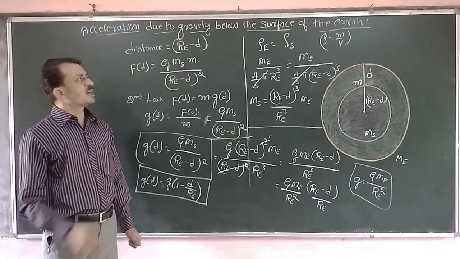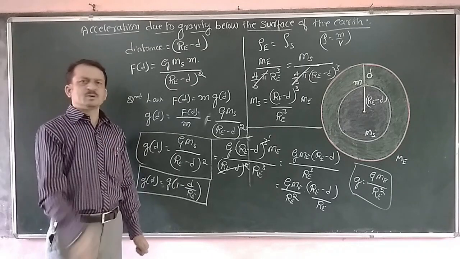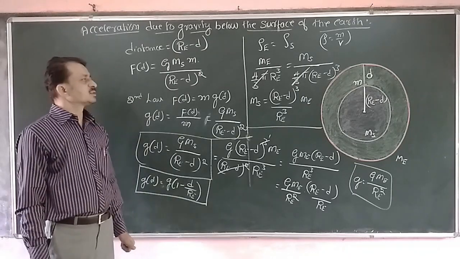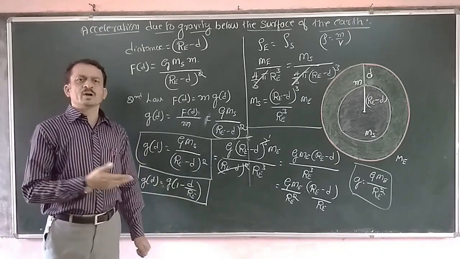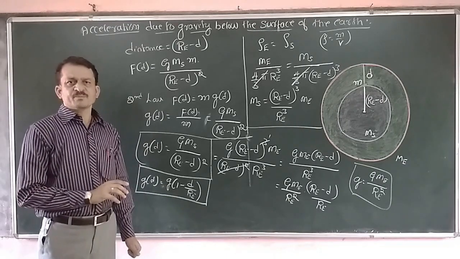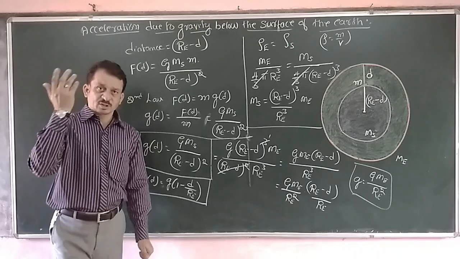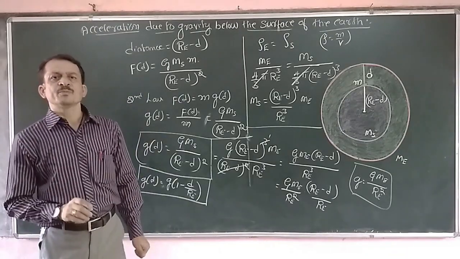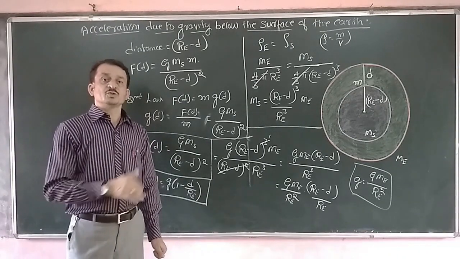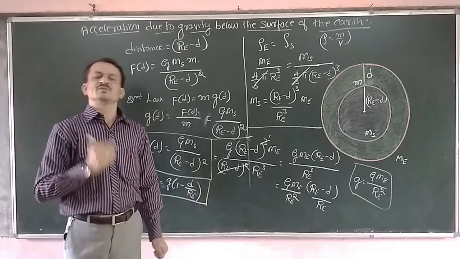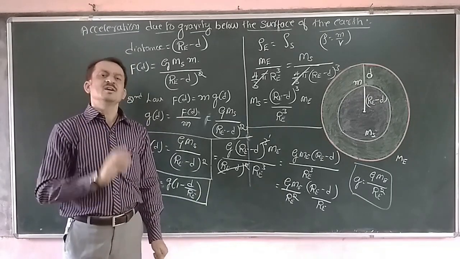Now that is regarding the acceleration due to gravity above the surface and below the surface of the earth. These two are very important for 5 marks derivations. Obtain the expression for acceleration due to gravity above the surface of the earth, 5 marks. Obtain the expression for acceleration due to gravity below the surface of the earth. It is asked for 5 marks.